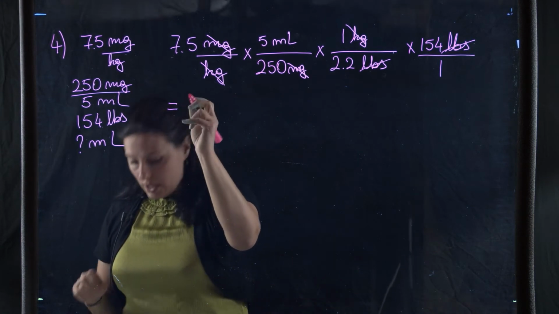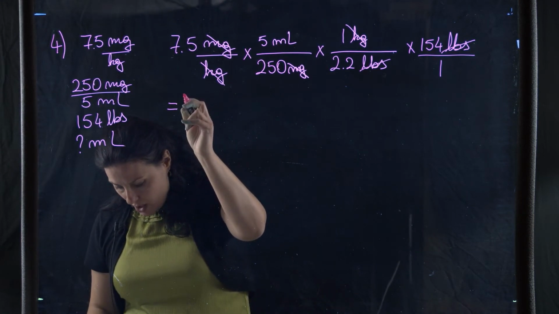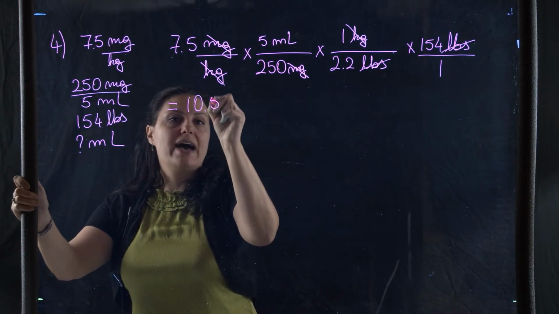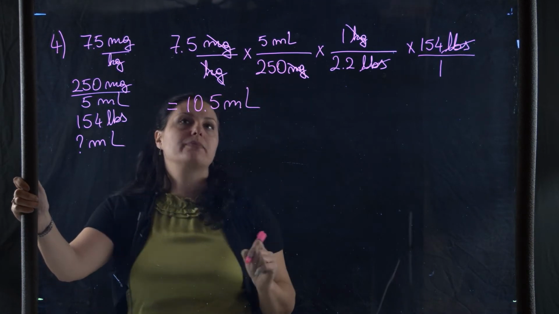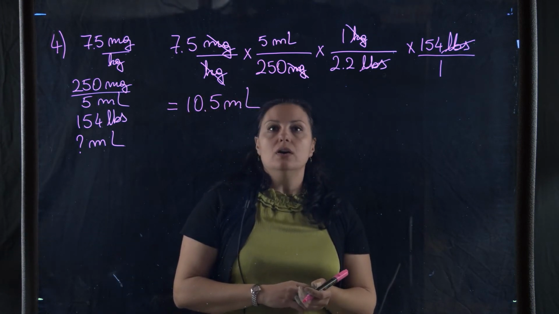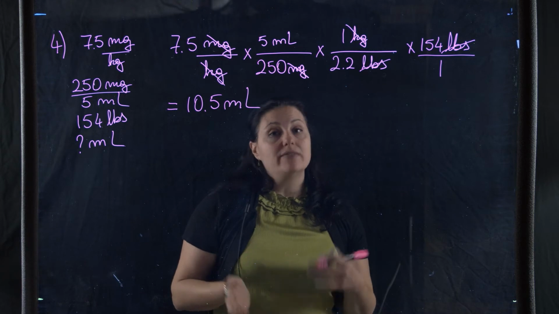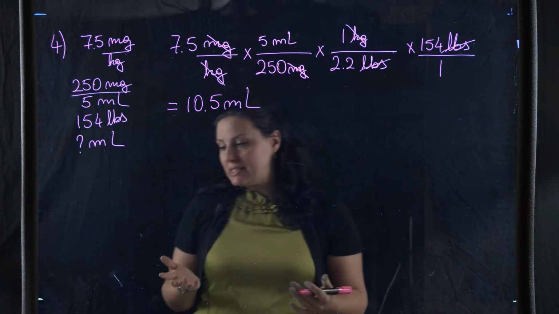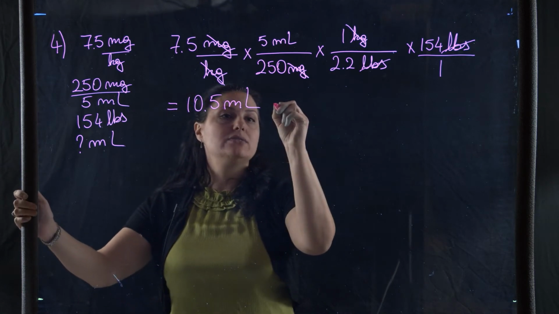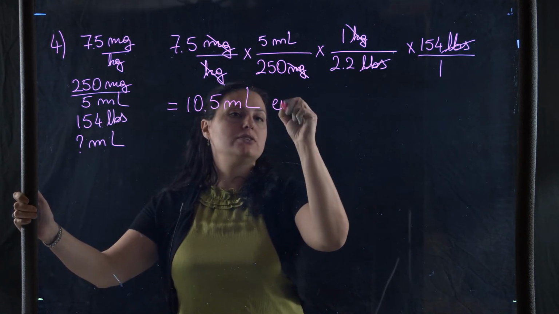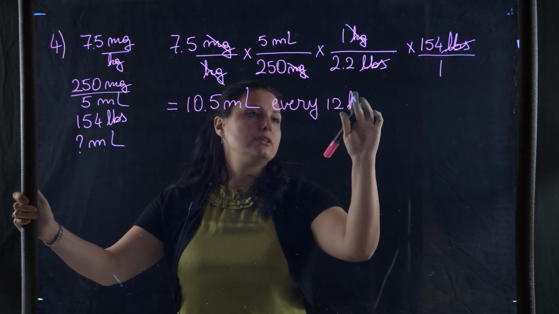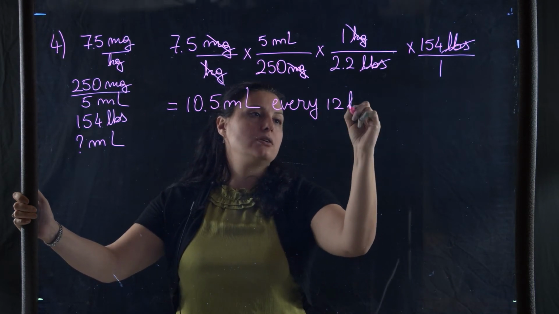So if you do this calculation, it should come to 10.5 milliliters. And this is the amount that I need to give every 12 hours. Now, it doesn't say anything about the whole day. It just says every 12 hours. So I need to administer 10.5 milliliters every 12 hours to this particular patient.